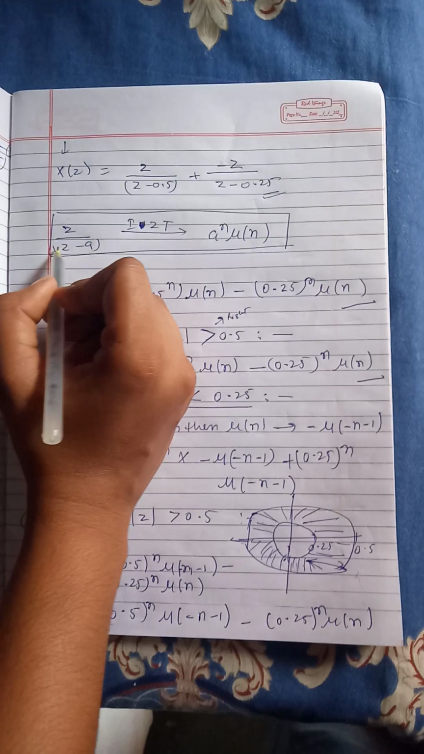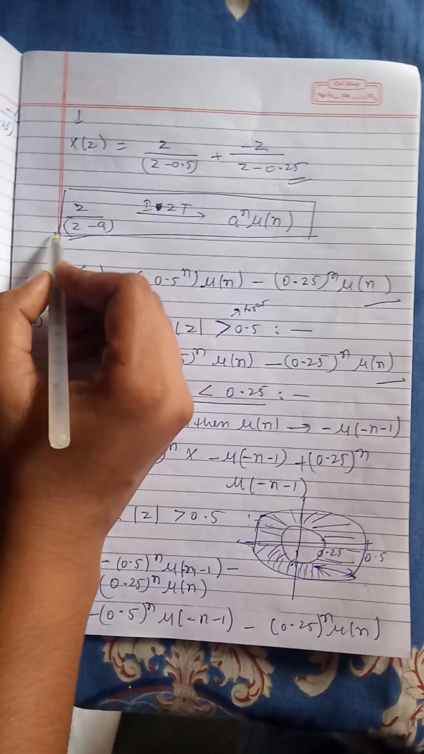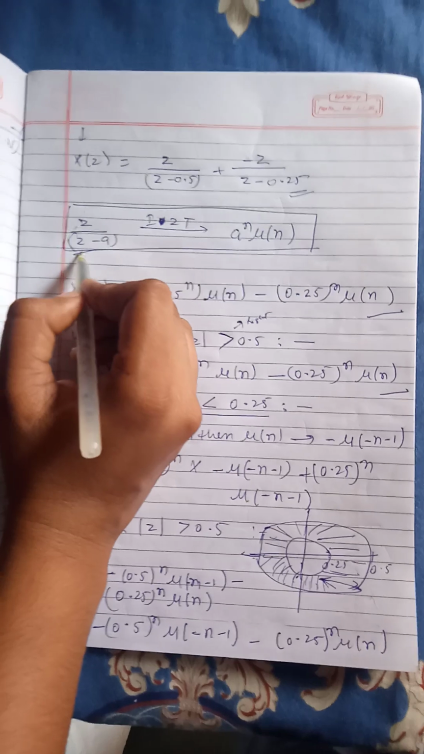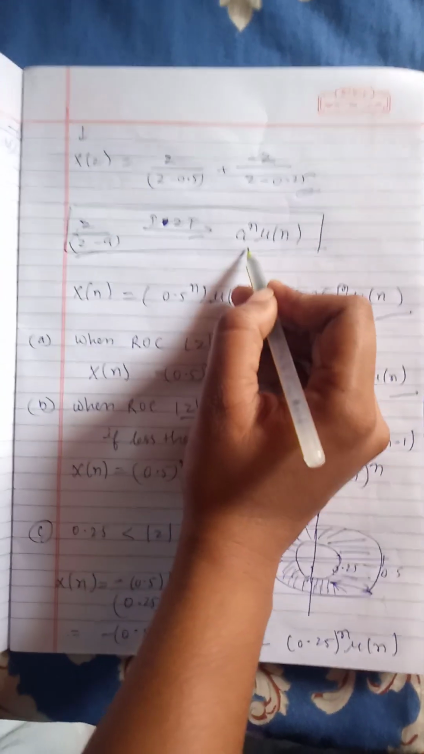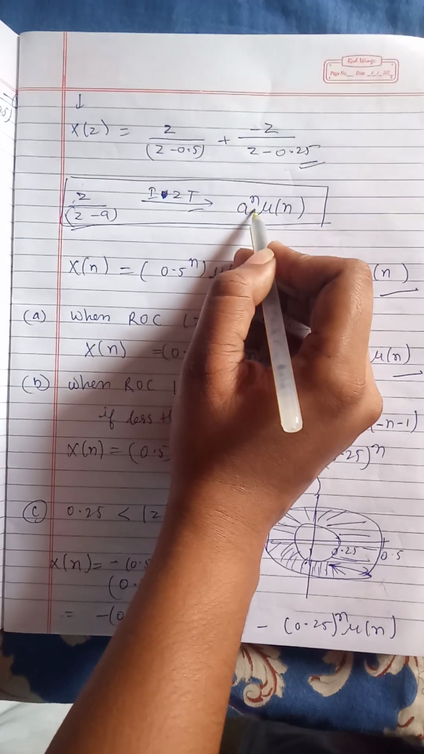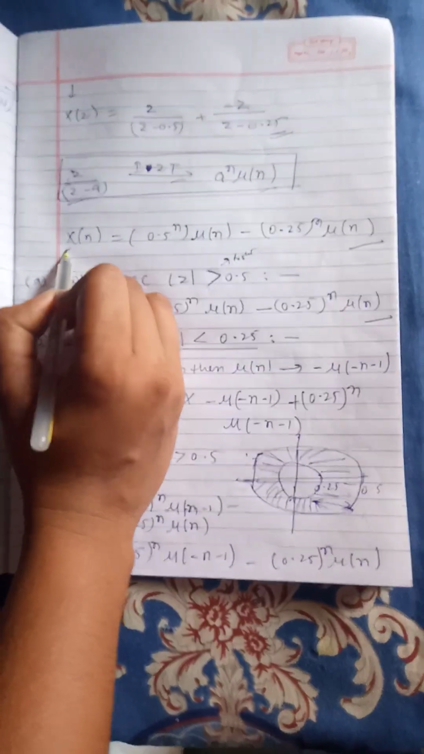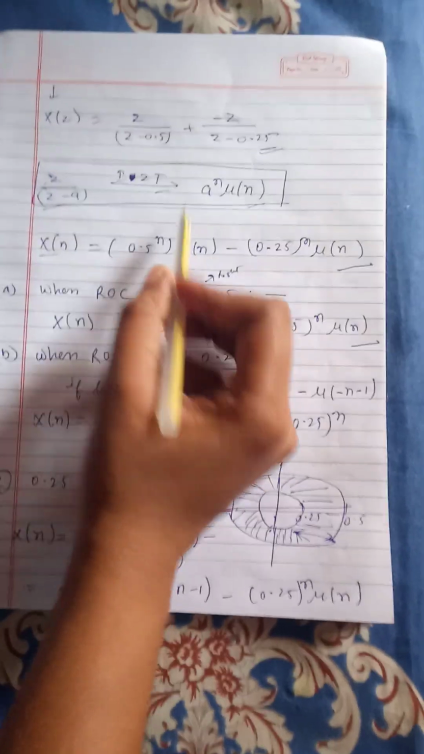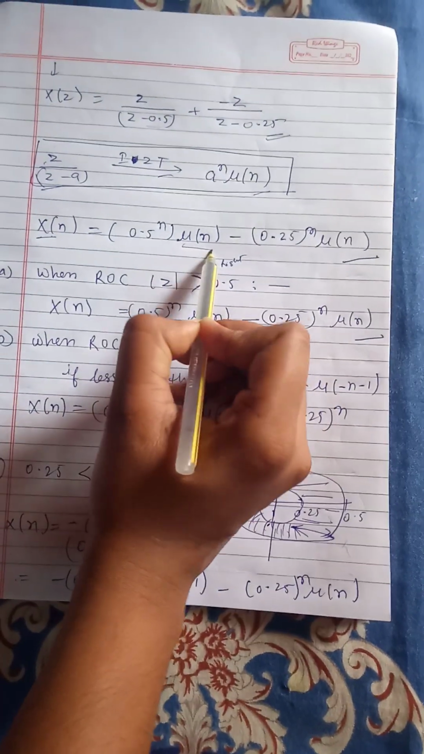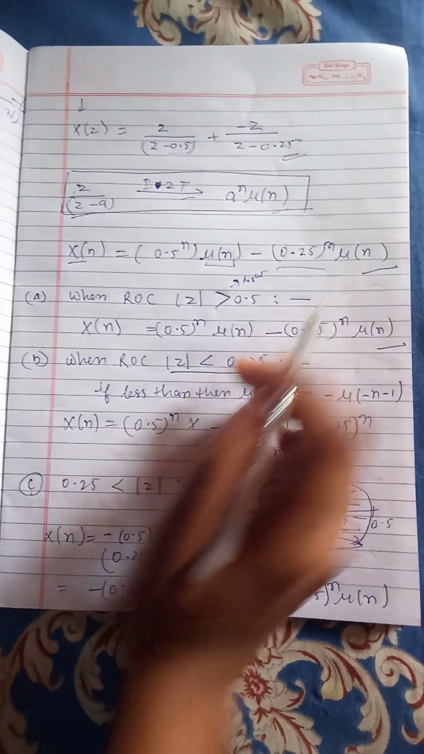And the formula of inverse z transform, z by z minus a, inverse z transform becomes a to the power n mu of n. So we can find x of n, 0.5 to the power n and mu of n, and this is also.